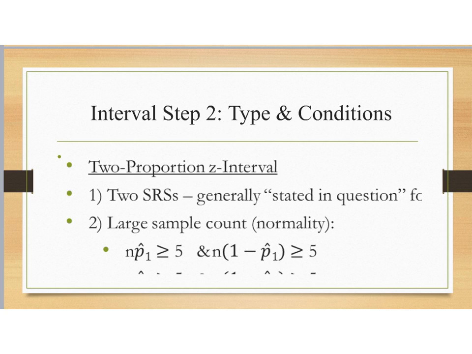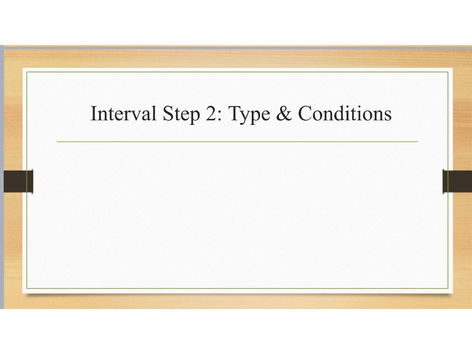The second step here, similar to the one sample, is about testing for the random samples and for the large enough samples. So as we get into this, and then there's a third condition that didn't show up here, I'll get on to the next slide.